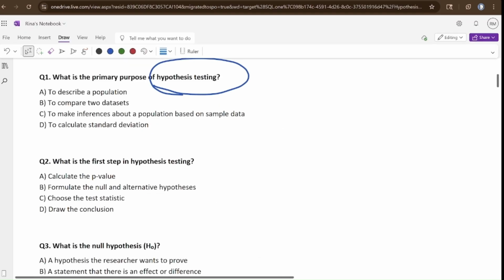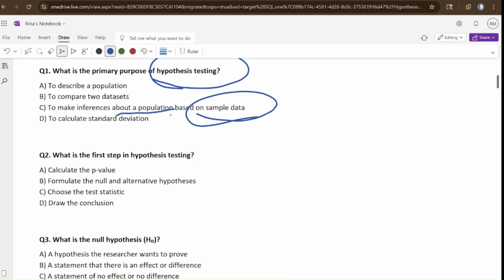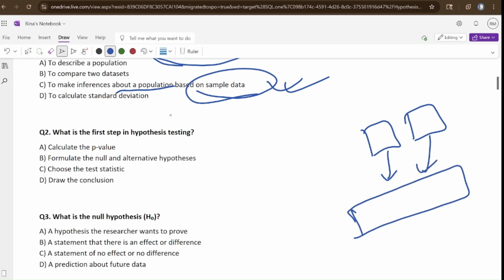Now let's do the questions. What is the primary purpose of hypothesis testing? To make inferences about a population based on sample data. So from the sample data you are trying to make some inferences about the population. You have taken some samples of the new drug applied on patients, and from here you want to check whether the drug has reduced recovery time or not.